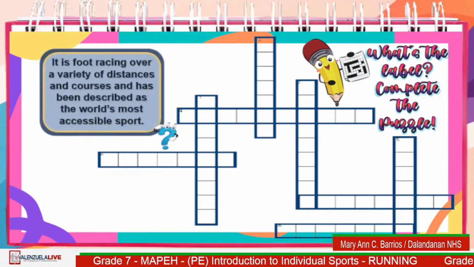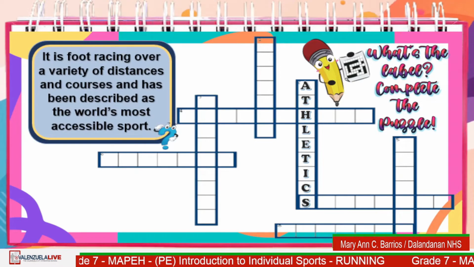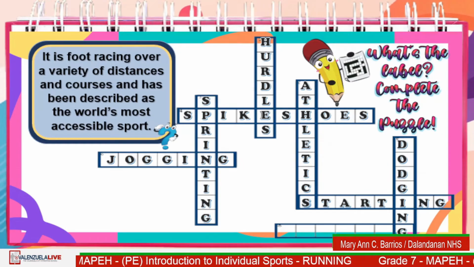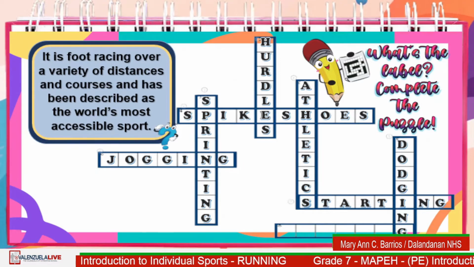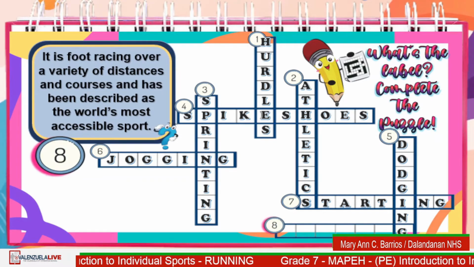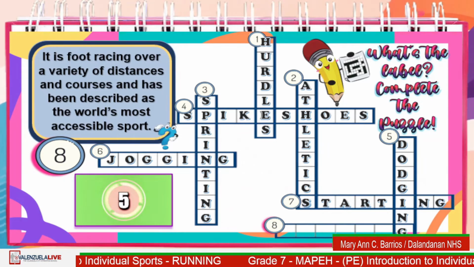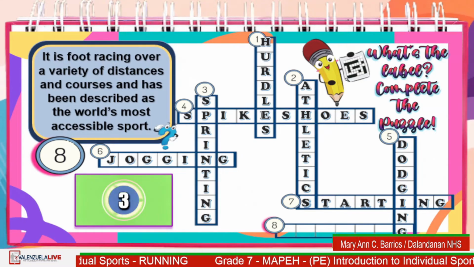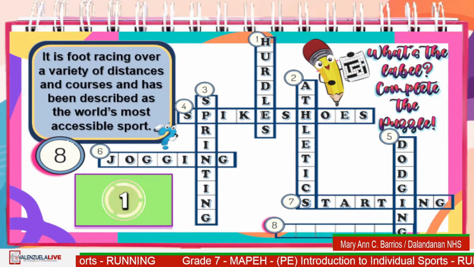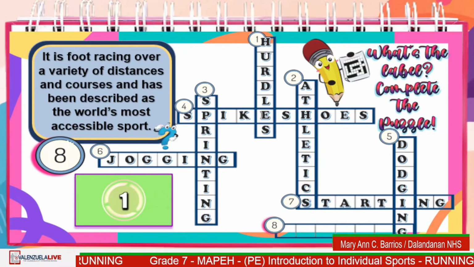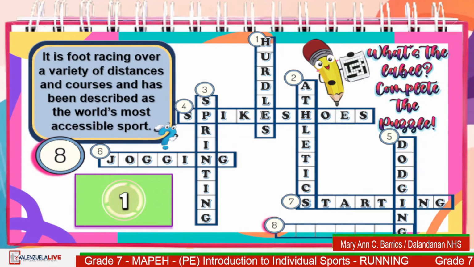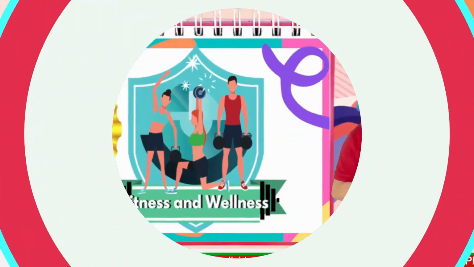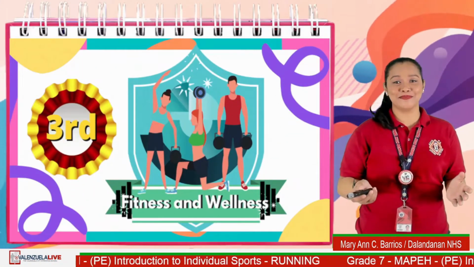Last number. Number 8. It is a foot racing over a variety of distances and courses and has been described as the world's most accessible sport. Timer starts now. Time is up. What's that? Running? You're correct. Those were awesome, learners.